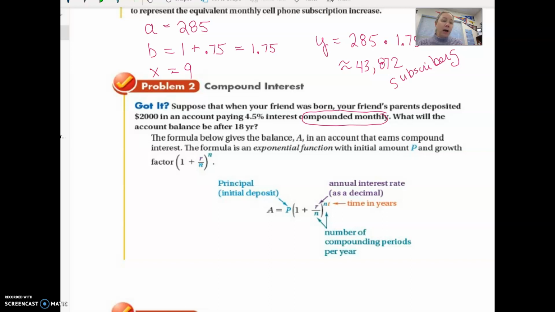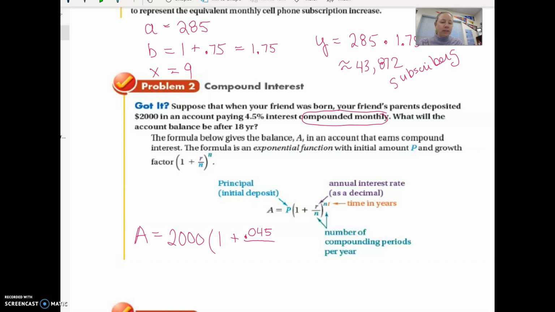So if we use this formula, pretty similar to the one we just used, again, P is our initial deposit. Our principal is what they call it in banking. So I would plug in $2,000 there because that was our initial amount. And then in parentheses, we have the 1 because it's 100% plus the rate. Well, the rate is 0.045 because it says 4.5%, so we change it to a decimal, and it's compounded monthly.